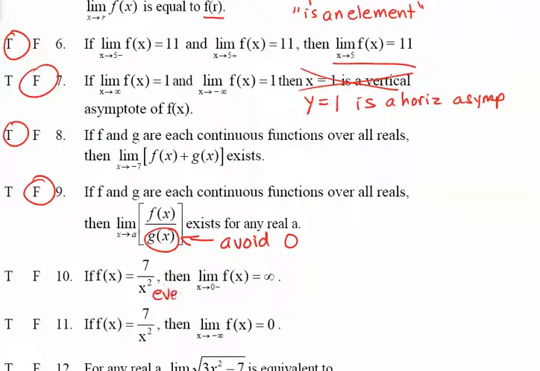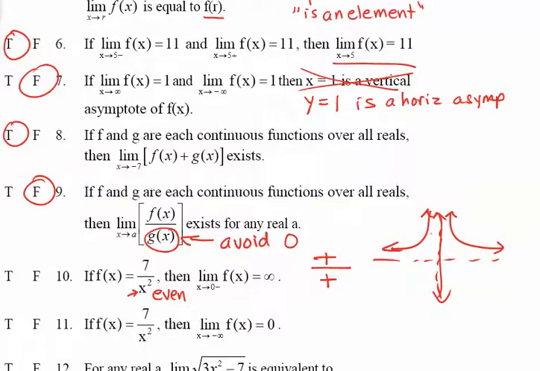Number 10, we've got a rational function. Notice this is an even function. It has symmetry to the y-axis. As we approach 0 from the left side, does the limit go to infinity? And whether we put in a positive or a negative, the numerator is always 7, so it's positive, and the denominator is squared, so it is always positive. So we know this graph has a vertical asymptote and a horizontal asymptote, and it is even. So it's going to look something like this. So this does go to infinity on both sides of 0.